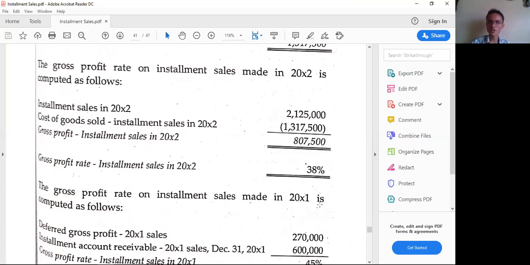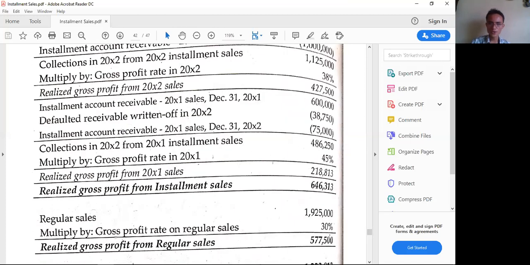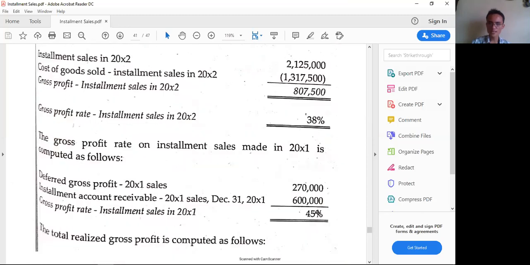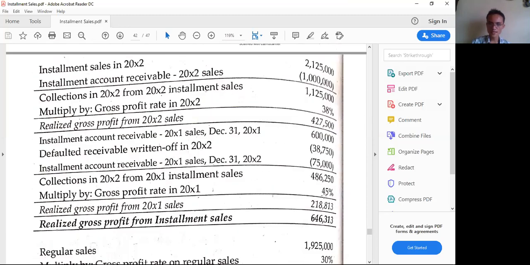And that's what I've told in the other sessions, that normally the difference between the beginning balance of accounts receivable and notes receivable and the ending would be the collections. If ever we don't have accounts written off, sales discounts, sales returns, and allowances, among other things that would reduce the balance of the receivables. So we are going to deduct this one also, so that the collections in 20x2 from 20x1 installment sales is this amount times 45% as computed here, and we will get this particular amount for 20x1 sales.